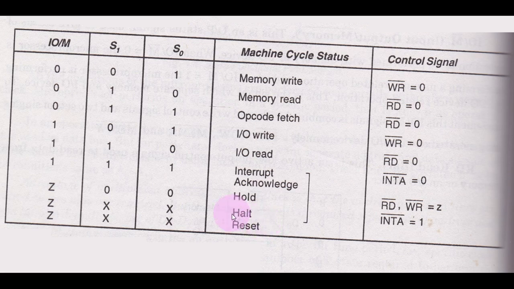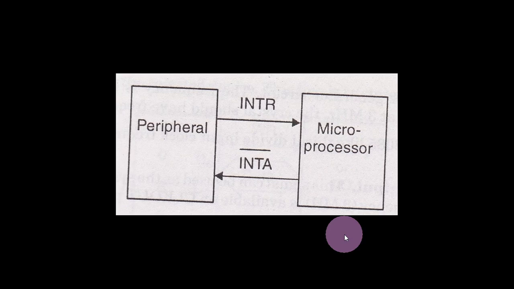Similarly, for halt operation, we do not care. This X means don't care. So S0, S1 do not matter. Only this input output slash memory bar is in a high impedance state. And similarly, for reset operation, you have the same thing. So this is the elaborate status of the control signals that you have here, right?